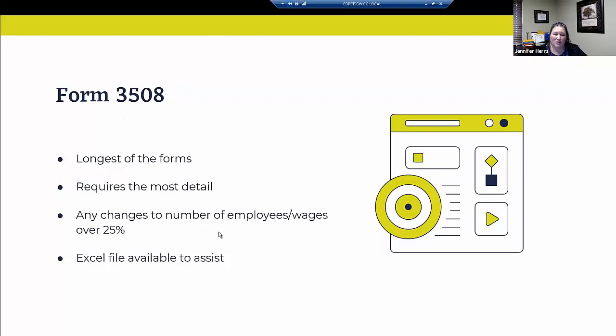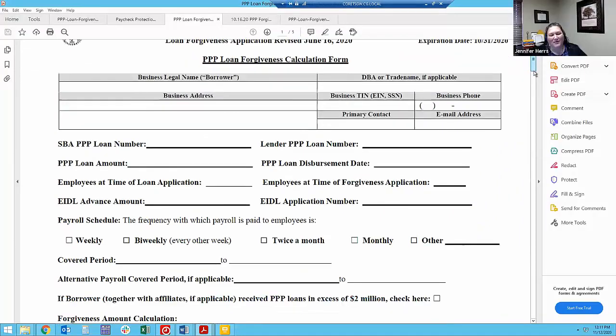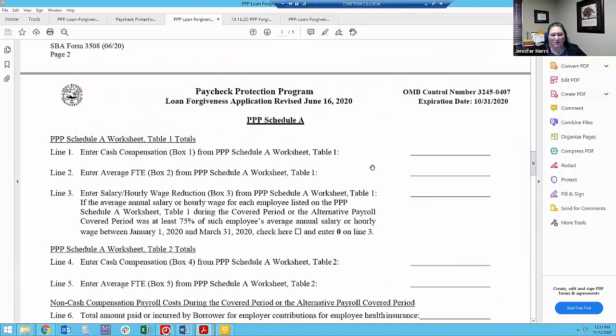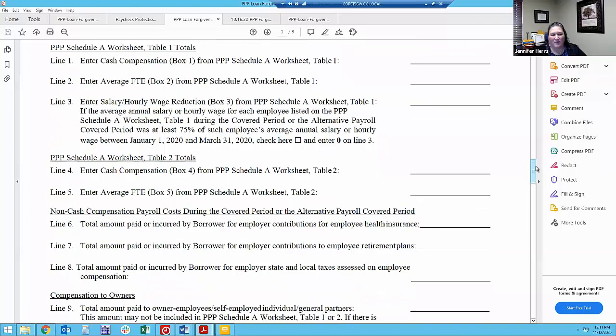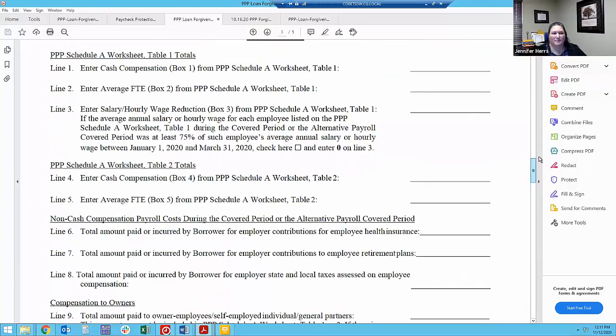And if you had any changes in number of employees or wages over 25%, you have to use this form. And there's an Excel file available to assist from the AICPA that actually does work. I'm not going to comment on that. I'm just going to leave that one right there. I'm sure you've checked it. I know you checked it. So this one, it's a 5-page form. You have to show all your compensation, all of that stuff. Now the spreadsheet does those calculations for you, the schedules there? Yes. Yep.